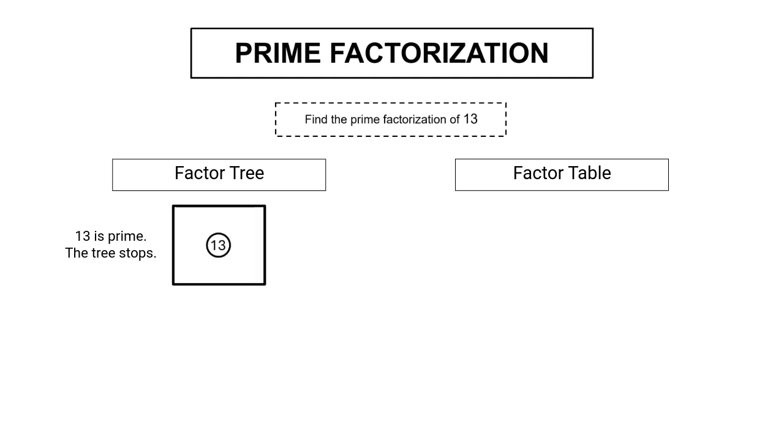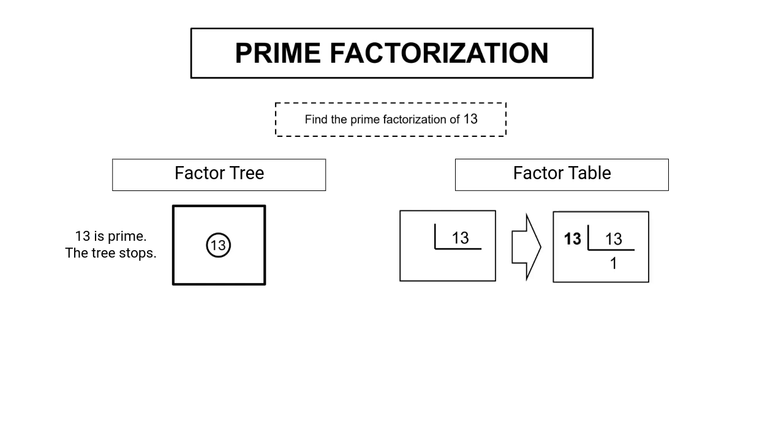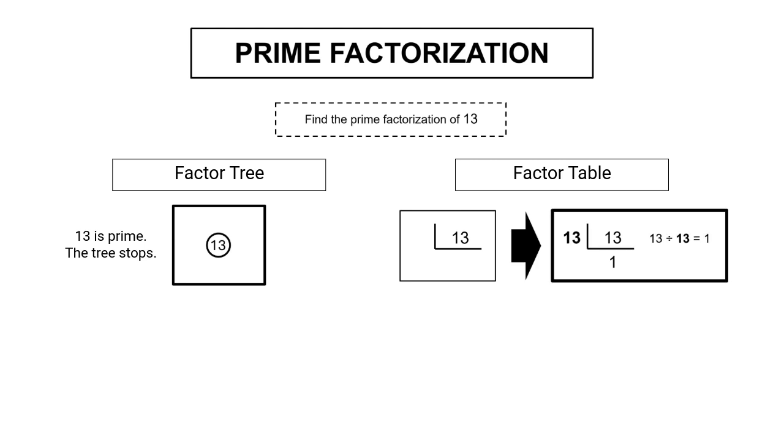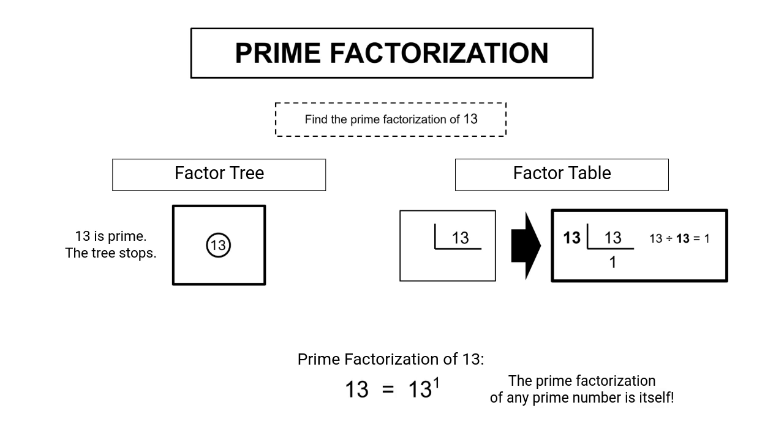Let's make a factor table for this number. Do 13 and do an L box. So we're going to divide by prime numbers until it gets down to 1. Well, the only prime number that goes into it is 13. And 13 goes into 13 1 time. And since we're already down to 1, the table stops. So this brings up an important point. The prime factorization of a prime number is just simply going to be itself.